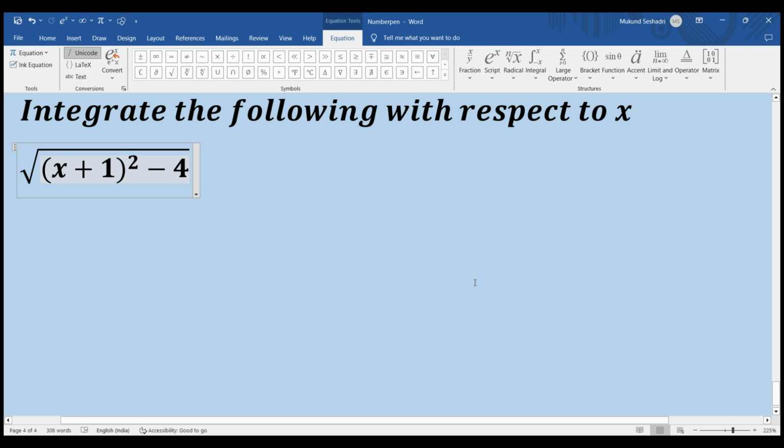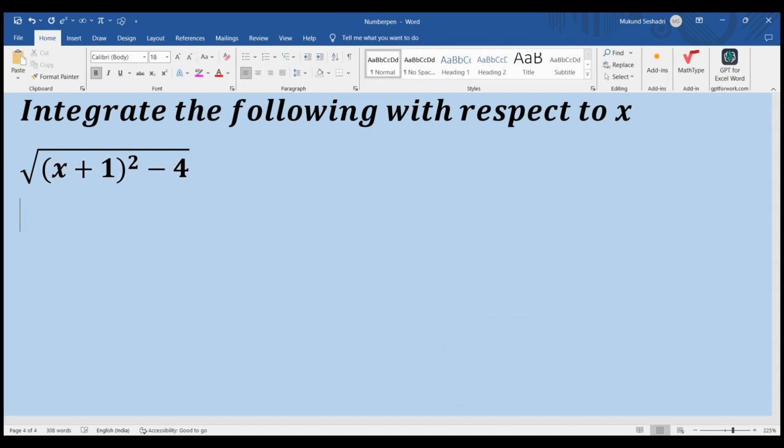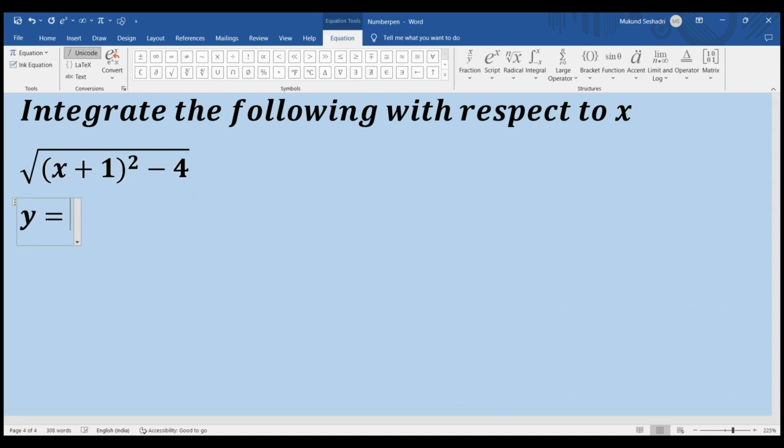So there we have the problem on the screen. Integrate the following with respect to x. We have square root of (x plus 1) the whole square minus 4. So what we've been given is dy by dx and we've been asked to find y. My y is nothing but the integral of the given expression. So let's write down what our y is.